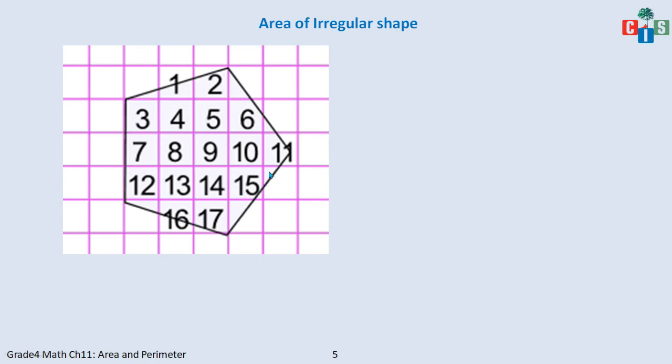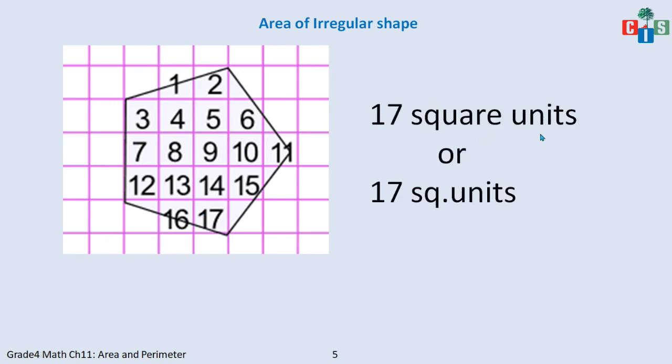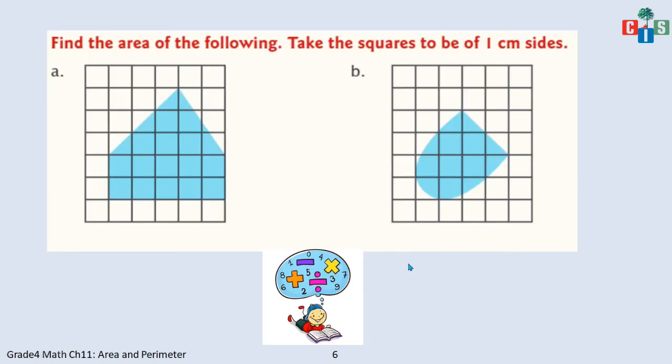Now this corner is not being counted because it's less than half. This is also less than half, so don't count it. More than half, count it. This is also more than half, so count it. And this is less than half, so don't count it. Okay. So in all you have 17 square units, or you can write it this way also. So the area of this irregular figure is 17 square units. Fine. Okay. Now let's move on to more examples wherein you have to find the area.